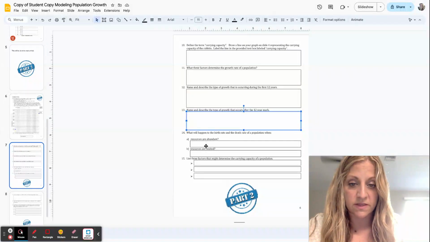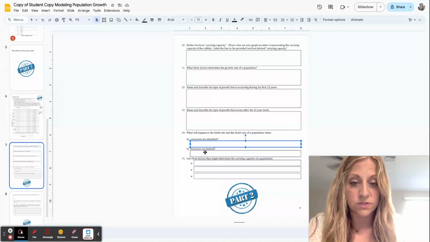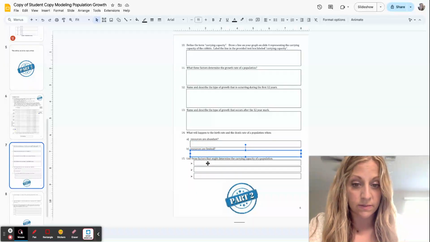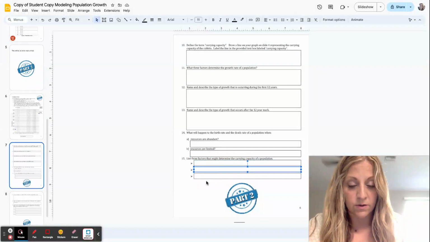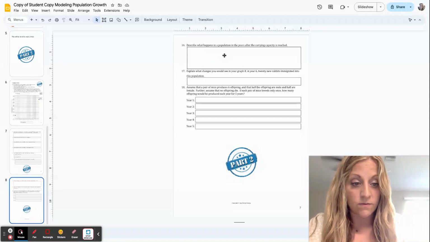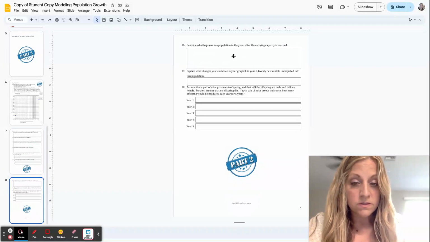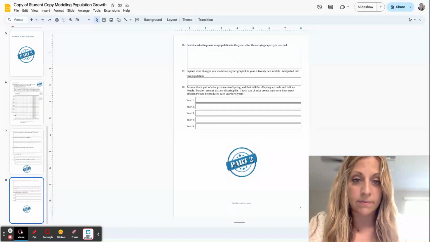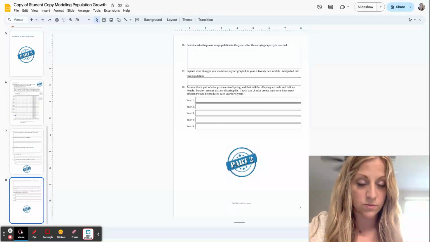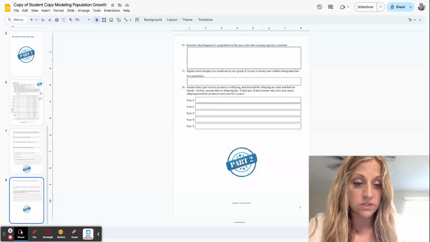So before 12 years and then after, what do you think will happen to the birth rate and death rate when resources are abundant, when resources are limited? And then you're going to list 3 factors that affect the carrying capacity of any population. So number 16, describe what happens in a population in the years after the carrying capacity is reached. So you'll see that in your own data, and so you can just reflect on that. This is a good point to actually analyze your data.